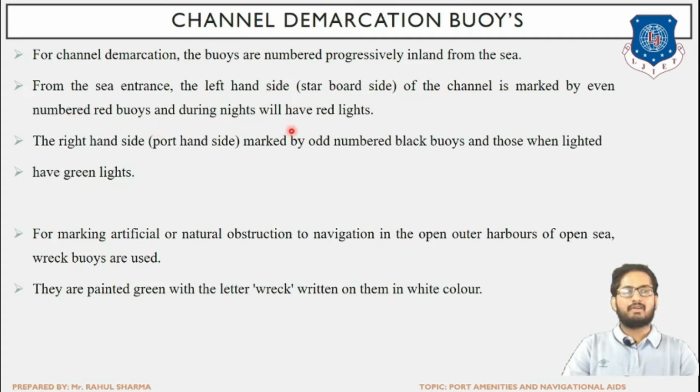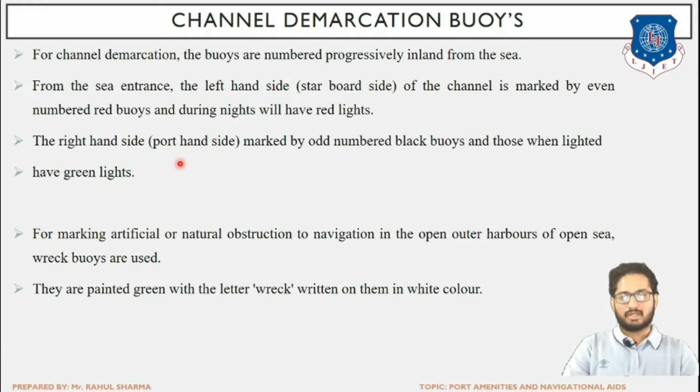In the night time, it will display a red light. So in the daytime, the red color displays its specific meaning, and during the night time, a red light is placed in the buoys so as to give an idea regarding the entrance of the harbor. The right hand side is termed the port hand side, which is marked by odd numbered buoys, which are black colored during the daytime and lighted with green lights during the night time. During the daytime they are black colored, and in the night time, as black is not visible, a green light is placed inside the odd numbered buoys, the port hand side, to demarcate both the boundaries.